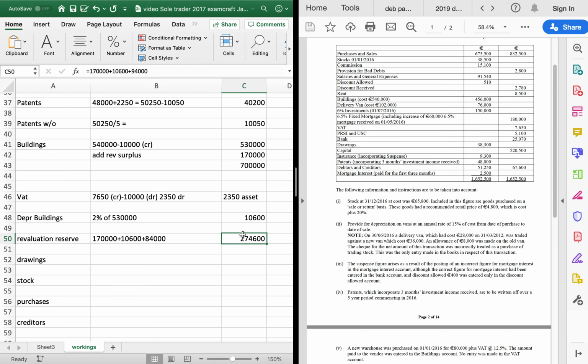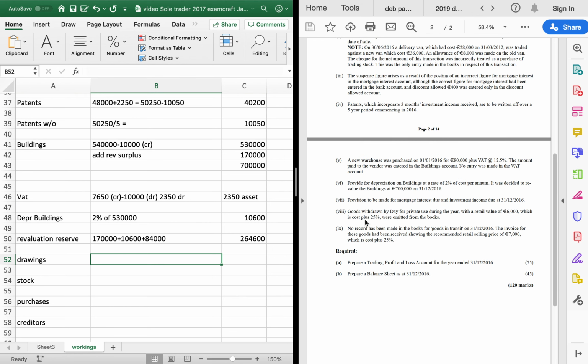That's why you use calculators. I should probably use them a bit more often. Okay, so that's that one done. I've done the revaluation. Yes, sorry, I'm just distracting myself here with the mistakes. Anyway, number 7, provide for mortgage interest due and investment income due, 31st of 12, 2016.